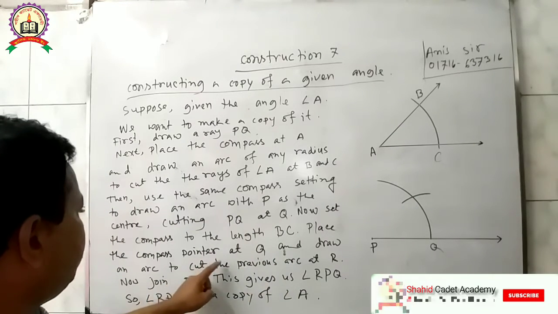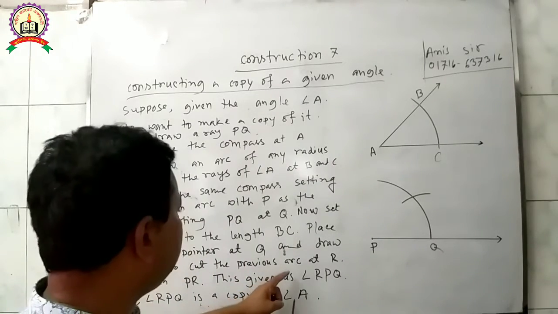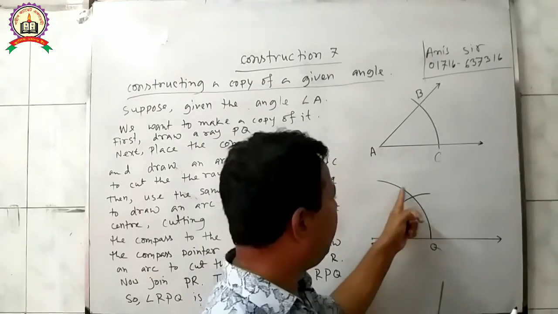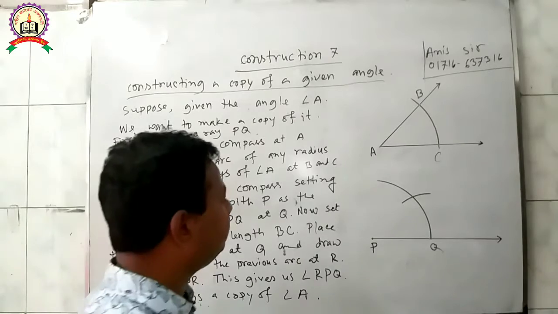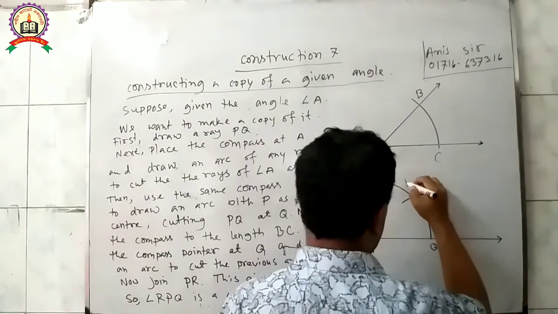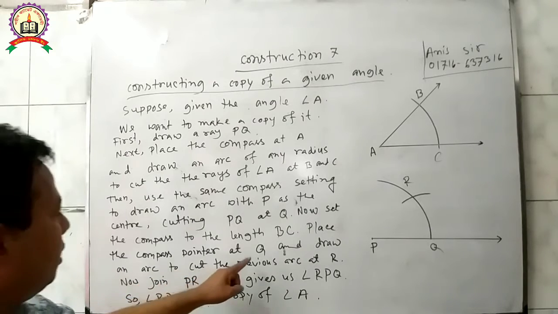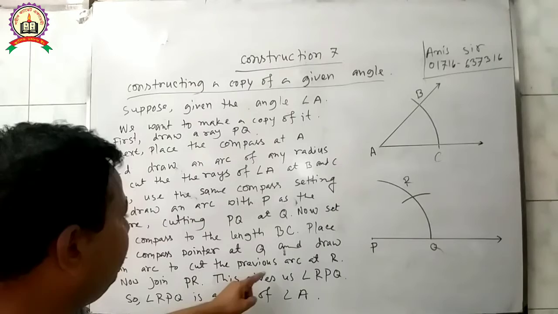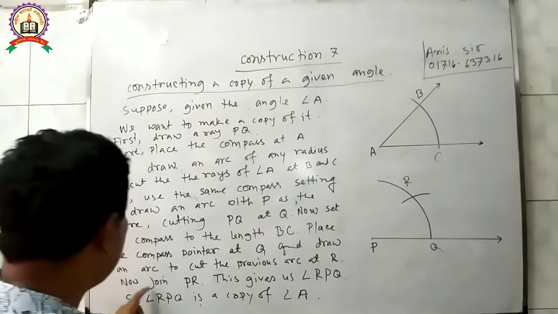Place the compass pointer at Q and draw an arc to cut the previous arc at R. So it will be R. Now join PR.